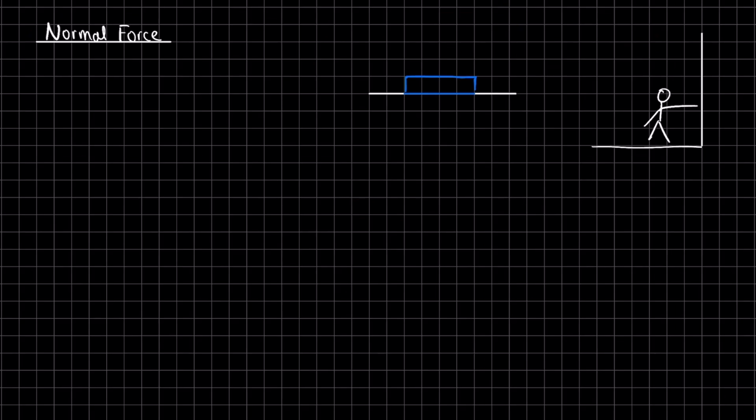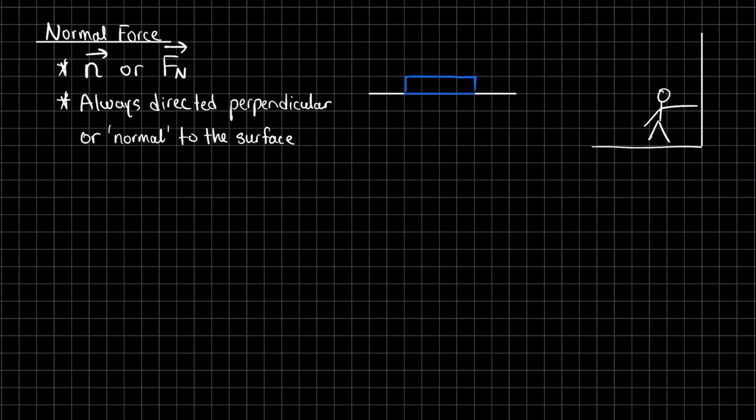Consider the book resting on a table, or your hand leaning against a wall. The force that pushes back against you is called the normal force, symbolized as a lowercase n, or Fn. It's a reaction from a surface, always directed perpendicular, or normal to the surface. The word normal means perpendicular. So for this book, the normal force is always going to point perpendicular to the surface.